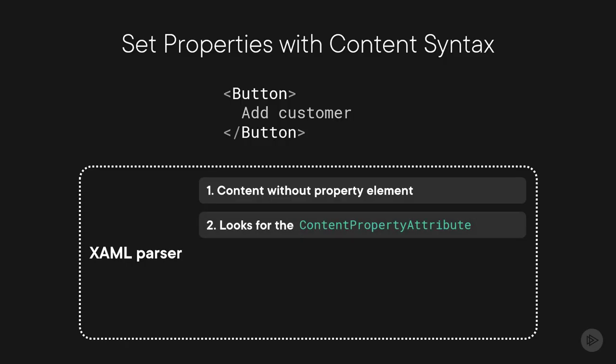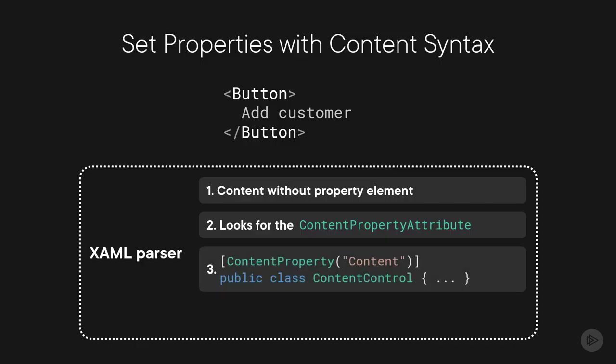To do this, the XAML parser looks for the content property attribute. In our sample here, it looks for that attribute on the button class, as the button element contains the content. The XAML parser finds the content property attribute on the content control class, which is a base class of button. As you can see, the content property attribute specifies the name of the property that the XAML parser should use, which is in this case the content property.